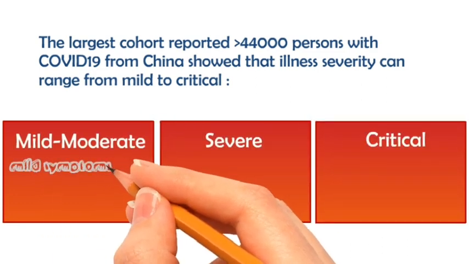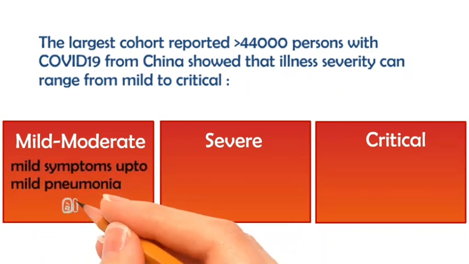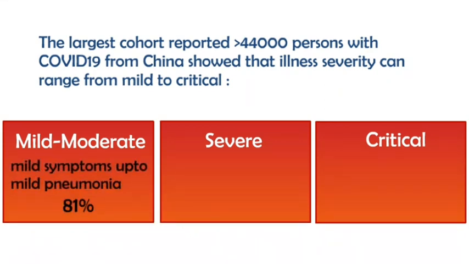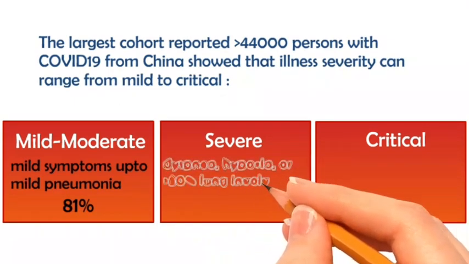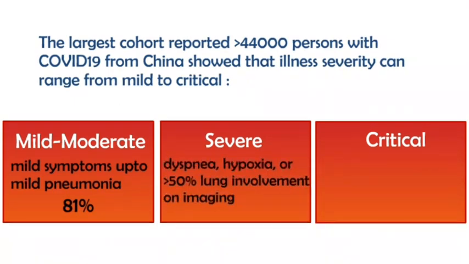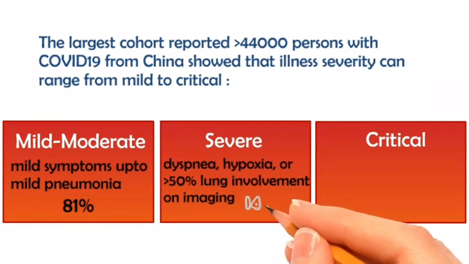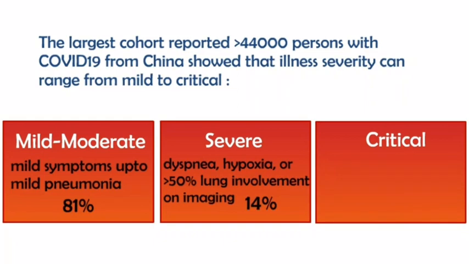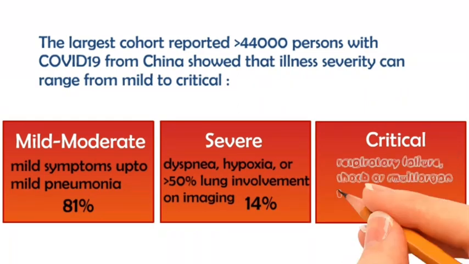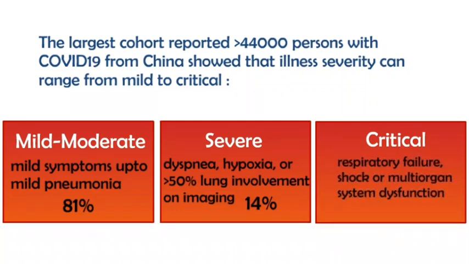The mild to moderate cases show mild symptoms up to mild pneumonia, and 81% of the cases are found to fall under this category. The severe cases show dyspnea, hypoxia with greater than 50% of the lung involvement on imaging, and 14% of the cases are found to fall under the severe category. In critical cases, respiratory failure, shock or multi-organ system dysfunction is observed, and 5% of the cases are found to fall under critical category.